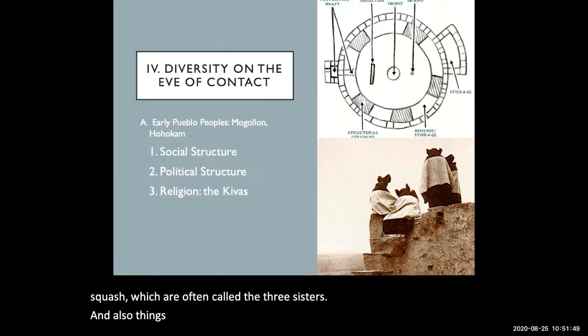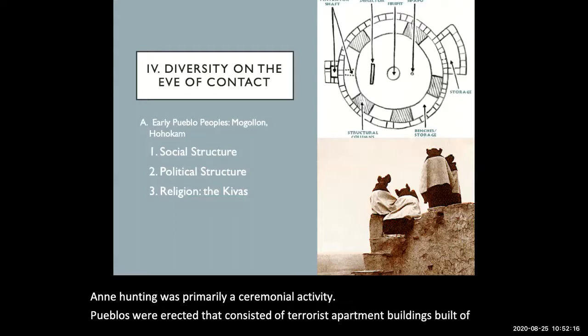Irrigation was practiced on a very small scale. Sheep herding was a major subsistence activity. And hunting was primarily a ceremonial activity. Pueblos were erected that consisted of terraced apartment buildings built of adobe, two or more stories tall, arranged around streets and plazas.